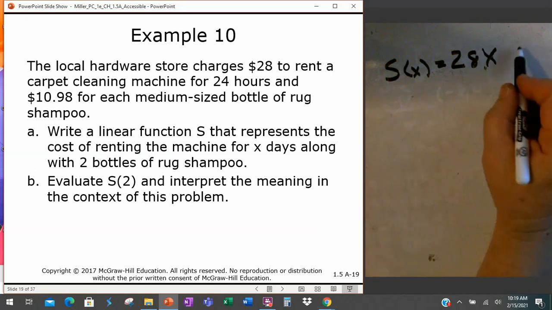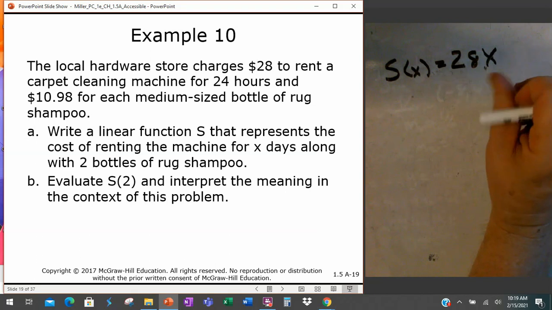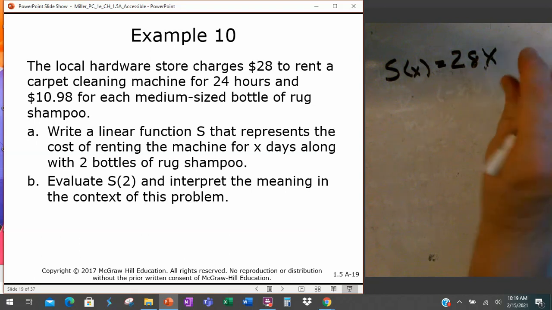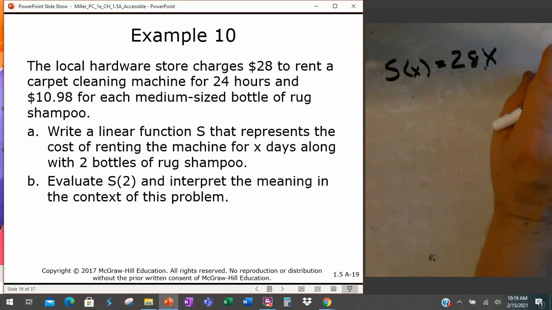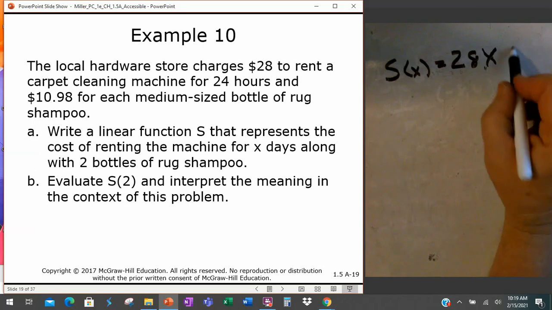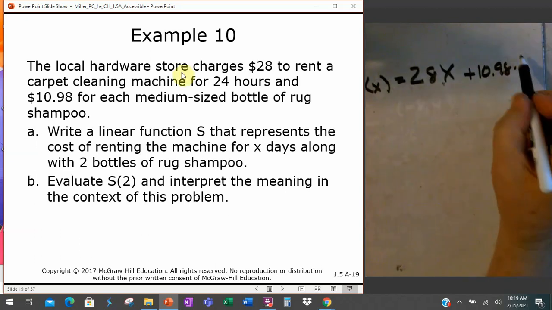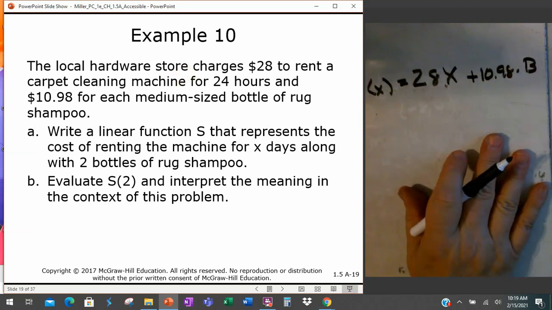Okay, so plus... yes, so let me hold on. Let's leave that alone for the second, because this is going to be plus 1098 times the number of bottles for each medium-sized bottle of rug shampoo. Okay.